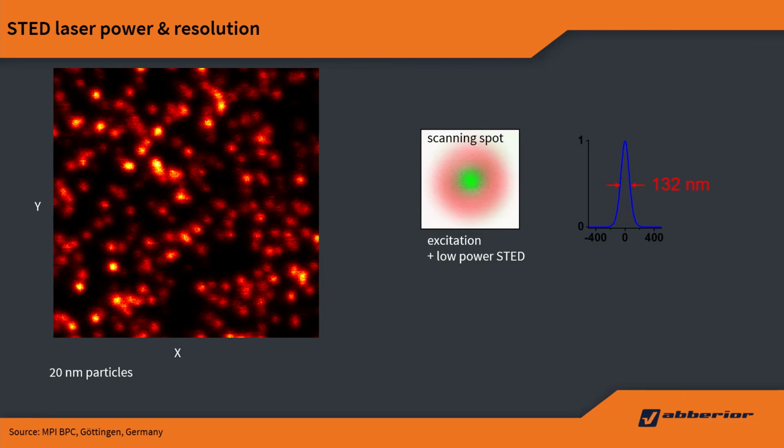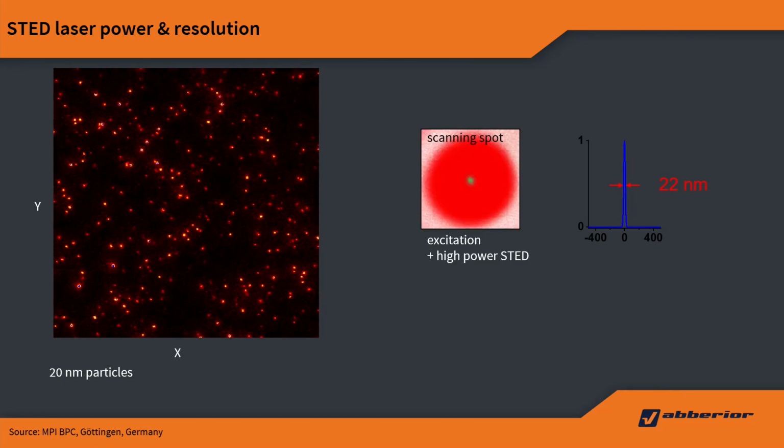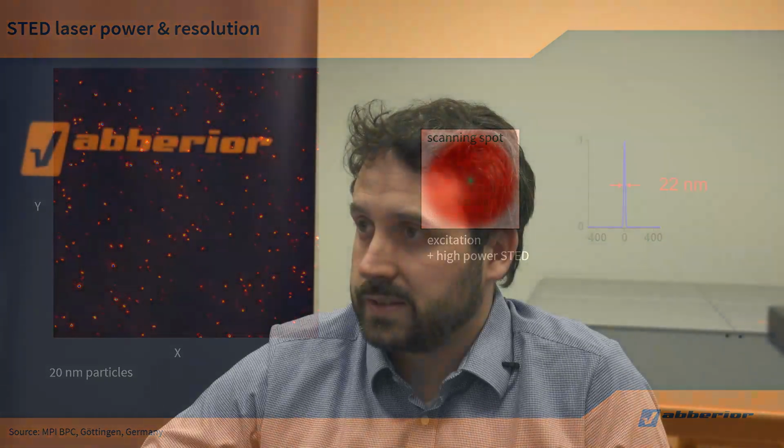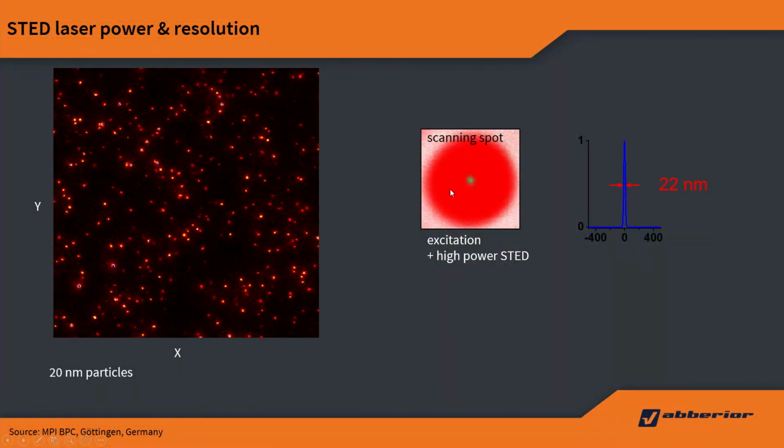What happens if we increase the STED laser power? Well, basically only in the very center of this donut, the fluorescence is allowed to persist. In all the other red areas here, we are switching any excited fluorophore completely off. So effectively, the scanning spot becomes very small here in the center, and the beads appear nearly their original 20 nanometer size. So we can gain a lot of resolution by adding a STED laser in a donut shape and increasing the intensity of this STED laser.